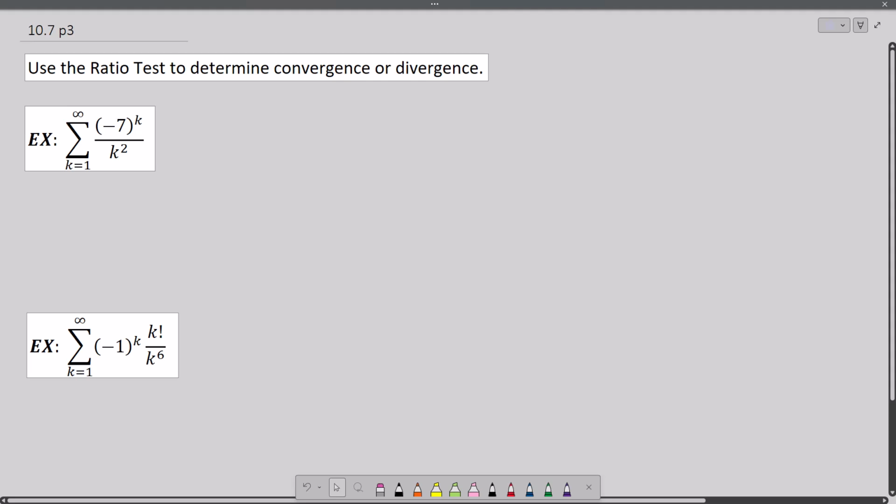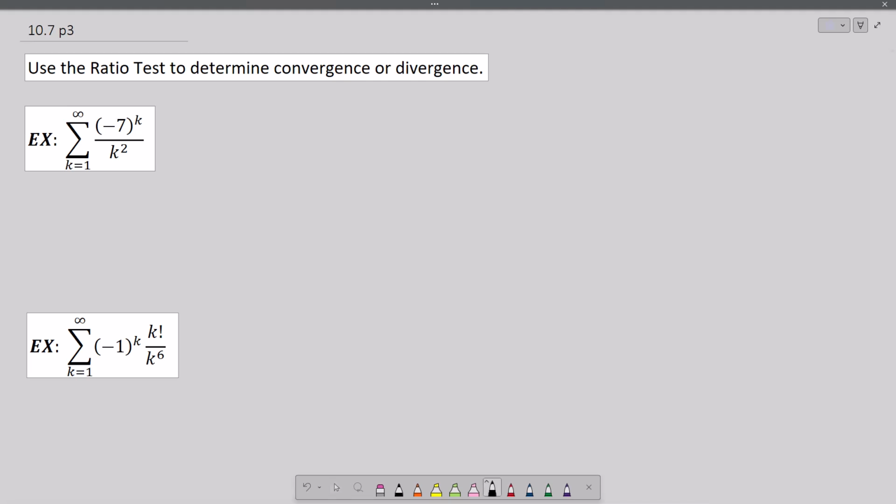I'll do one more and then I'll let you try the next one. So let's do one more here. The ratio test is an absolute convergence test. So we're taking absolute values right from the start. So it's just going to get rid of the switch instantaneously. So the ratio test says to take the absolute value of the terms. So the a sub k plus 1, we're going to forget about the switch. Absolute value of the switch goes away.